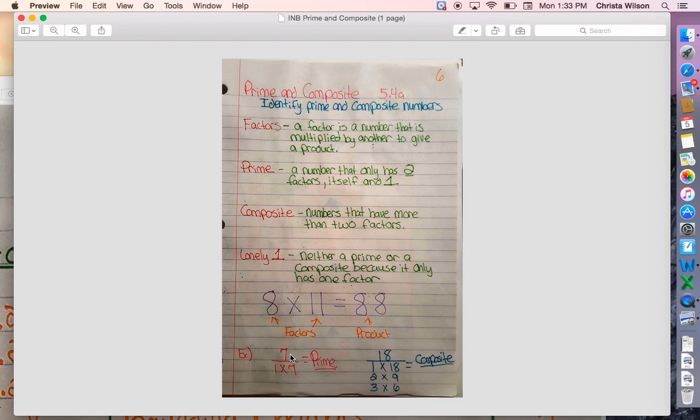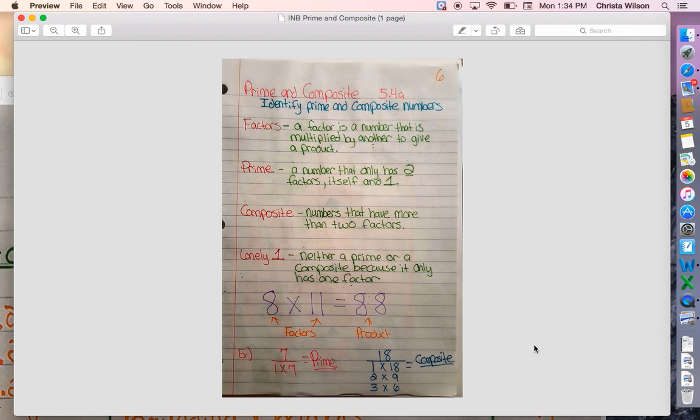7, when you try to factor 7, it can only be factored by multiplying itself by 1. So it is a prime. You cannot break it down any further. However, 18 is a composite number because, as you can see, we can factor it 3 different times. We can multiply it by 1 and itself, but then we can also take that 18 and break it apart. We can use 2 times 9 to equal 18 and 3 times 6 to equal 18. So that is a composite number, and that's what we mean by composite.